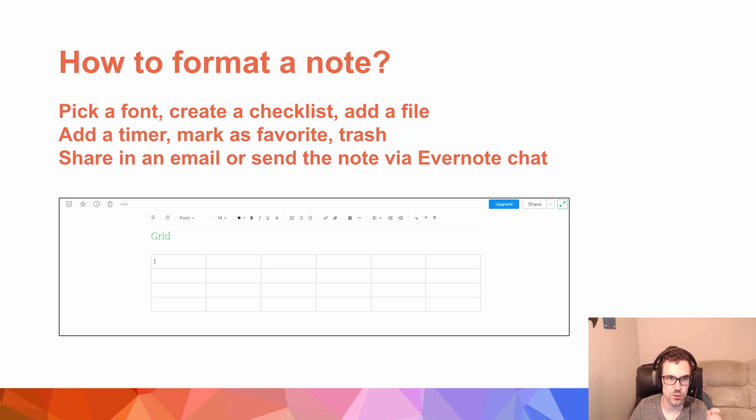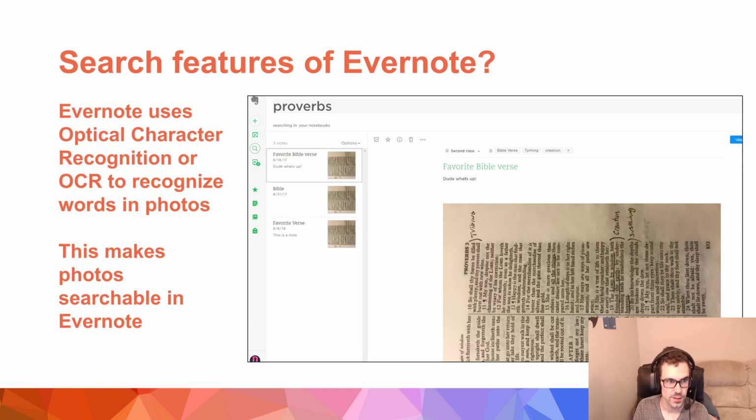You can do all sorts of things when formatting your note, and I want to talk about that by moving over to the software. You can pick a font, create a checklist, add a file, add a timer, mark as favorite, trash, send via email, all sorts of things. Let's get into that. But before we do, Evernote has this thing called optical character recognition software. We're actually going to test that in just a second.